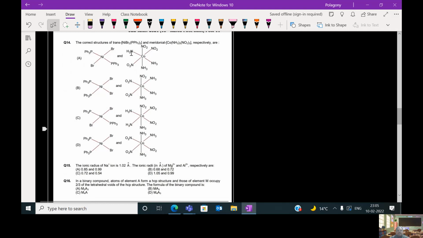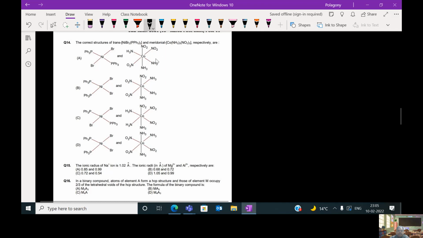The 14th question: the correct structures of trans. A metal complex compound is given, with triphenylphosphine, three phenyl groups, and two bromides present. It asks for the correct structures of trans, a triphenylphosphine and dibromido nickelate complex, and meridional compounds.